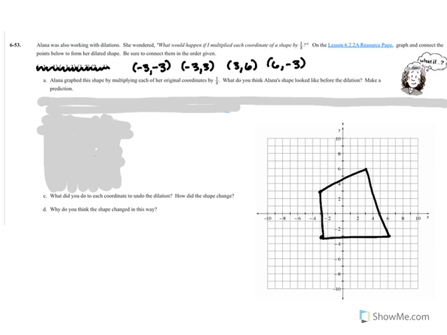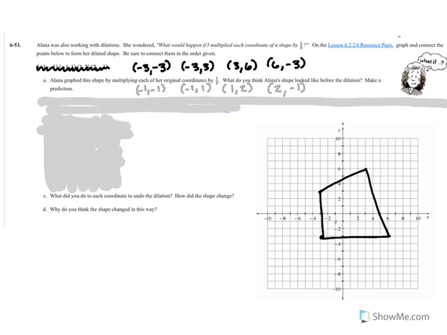Okay, now it says we're going to multiply every single coordinate by 1/3. So when we do that, that's the same thing as dividing by 3, you guys. Multiplying by 1/3 is. So just divide all of these by 3. So you should get negative 1, negative 1, negative 1, 1, 1, 2, 2, negative 1. So pause the video. When you unpause it, the points will be up here. You can check your answers with me.